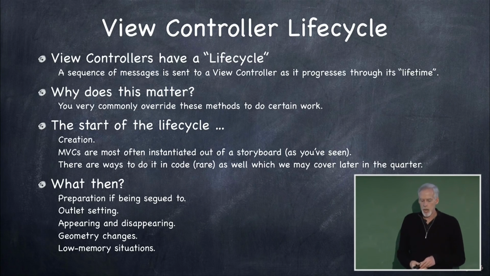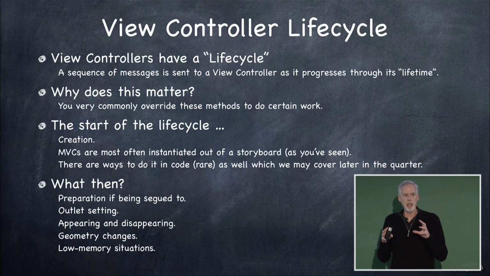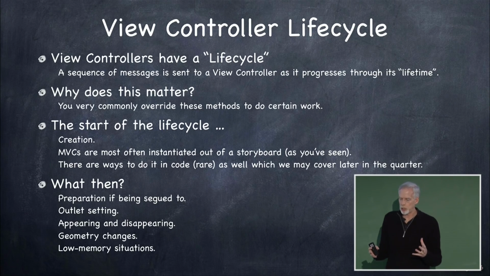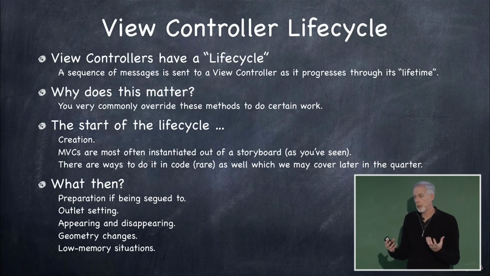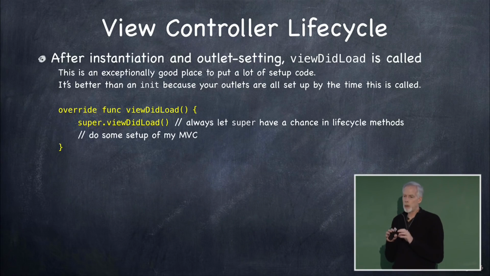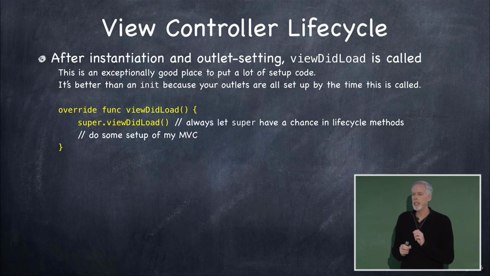All right. Then, as this is all happening, geometry changes can happen to this thing, mostly due to rotation, right? From portrait to landscape changes the geometry. And then, very rarely, you can get into a low memory situation where your view controller might be asked to participate in freeing up some memory. Okay, super rare. All right, so let's talk about all these methods. Okay, after instantiation and preparation and outlet setting, you get a very important method sent to you, called viewDidLoad.